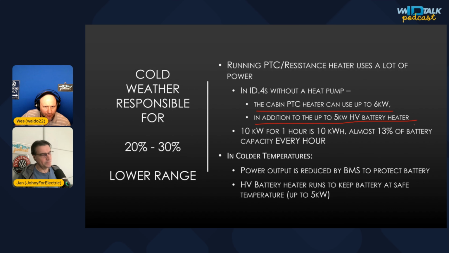Yes. So in the ID4, if you don't have a heat pump, your cabin PTC heater, which is actually more efficient than a straight up resistive coil heater, I don't know all the engineering behind that, can use up to 6 kilowatts. And then the battery heater, in addition, could use another 5 kilowatts. Now, they're probably not running at 11 kilowatts between the two of them the whole time you're driving. But even if it were 10 kilowatts for the first hour, you're talking about 10 kilowatt hours, which is 13% of our 77 kilowatt hour battery in our ID4.